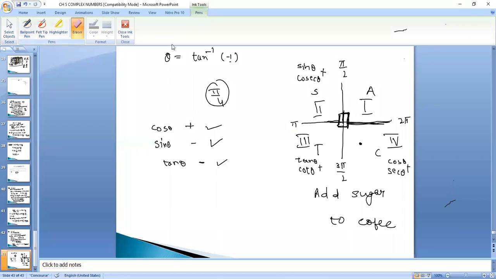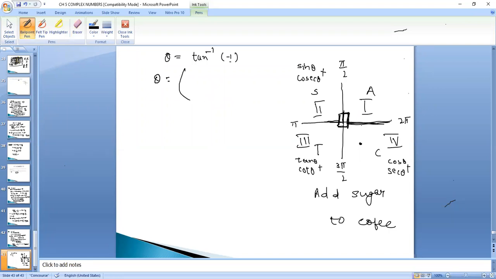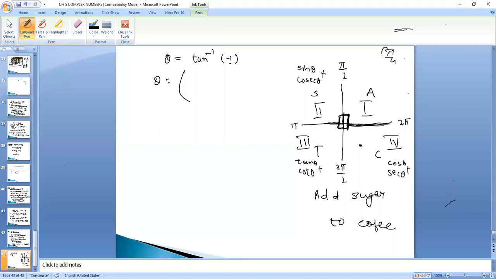So tan inverse of -1, the value of theta should lie in the fourth quadrant. So what will be the value? Theta will be in the fourth quadrant, meaning the base will be pi by 4 only, because tan inverse 1 is pi by 4, but we have to move this pi by 4 to the fourth quadrant. Fourth quadrant means first it will go to 2 pi, then 2 pi minus pi by 4.